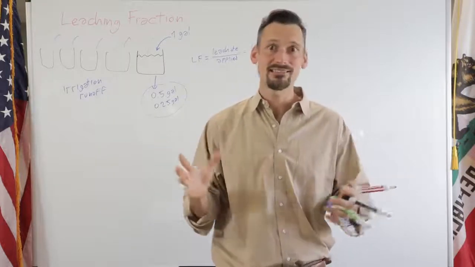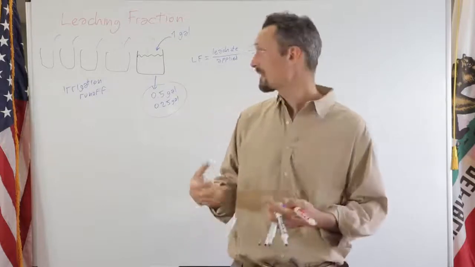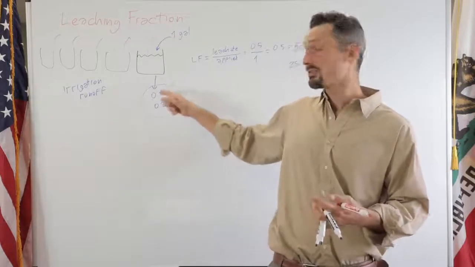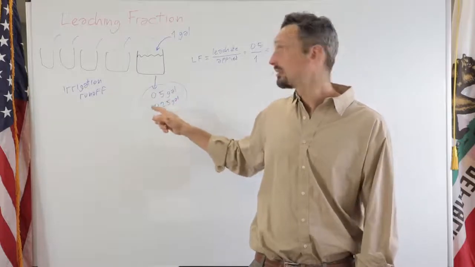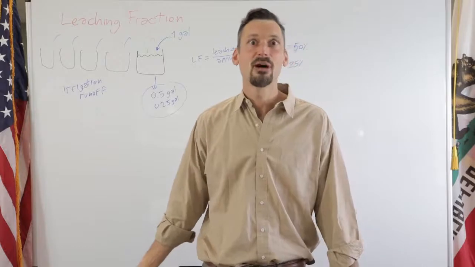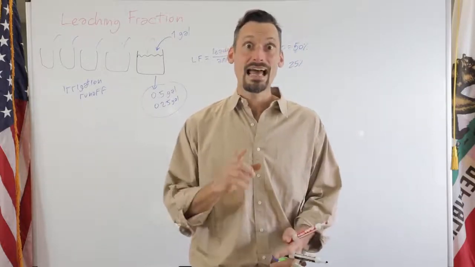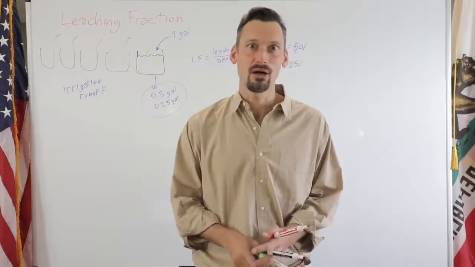You have to collect it in a pond. You have to treat it. You have to repump it. So again, if this leaching fraction is smaller, the irrigation runoff is smaller, and now your pond can be smaller. Now your pump can be smaller, and overall your headache will be a lot smaller.